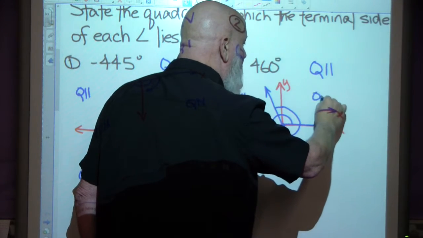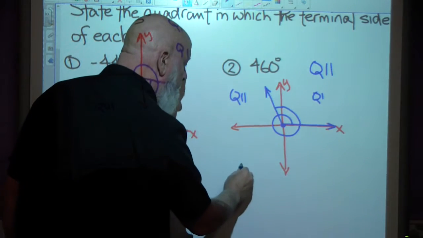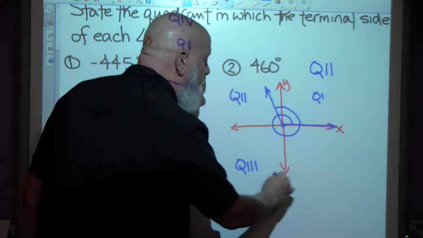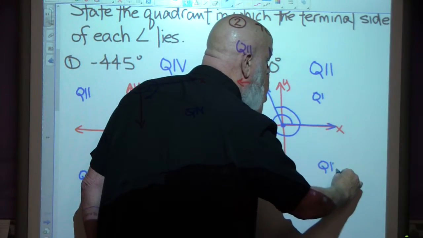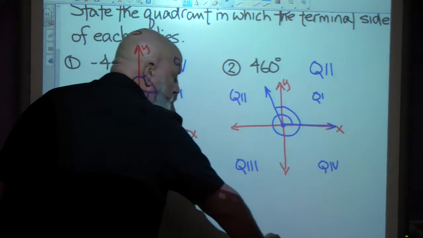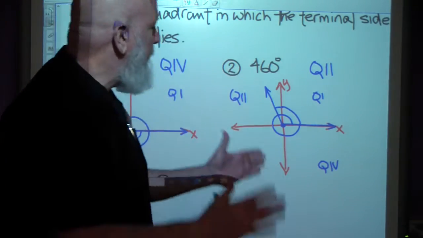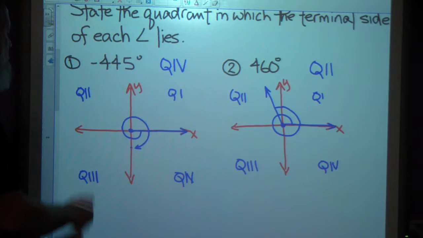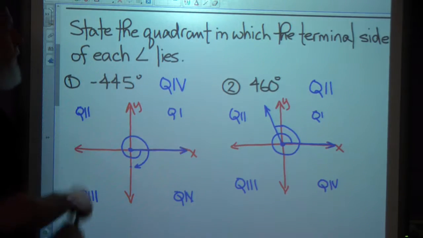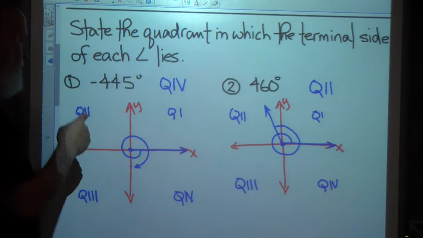This is quadrant 1 right here, quadrant 2, quadrant 3, and quadrant 4. So that's what we're looking for. Let's see if I got that one right. Quadrant 2, yay! Okay, just a little walk down memory lane, stating the quadrant in which the terminal side of an angle lies.